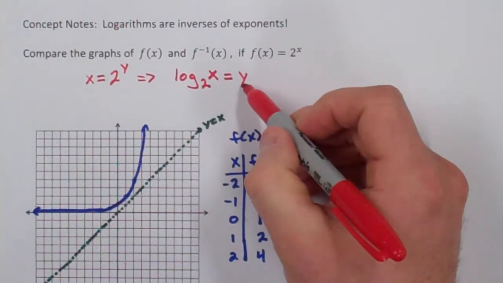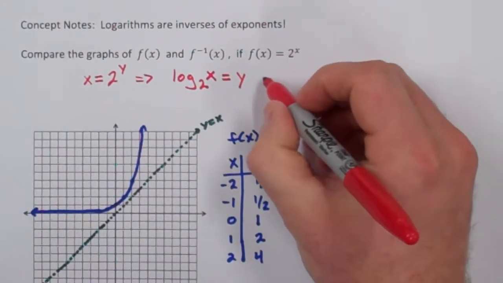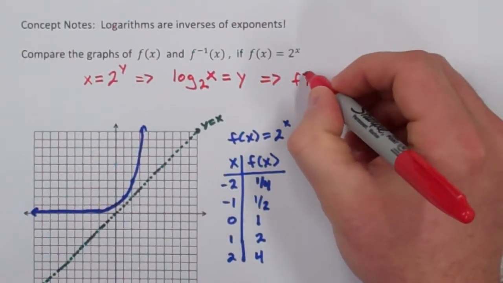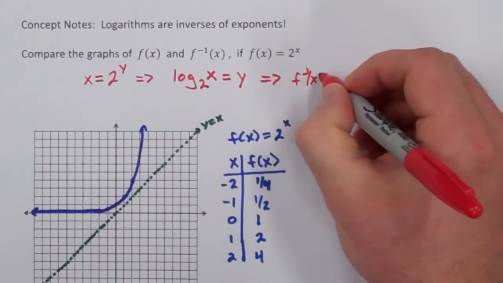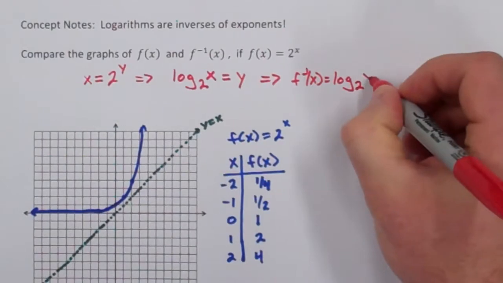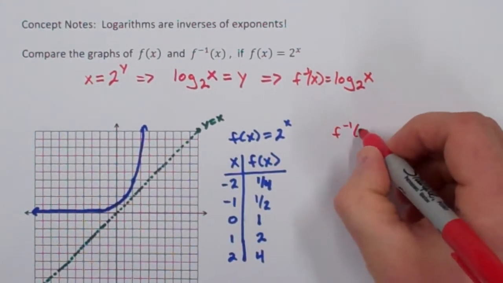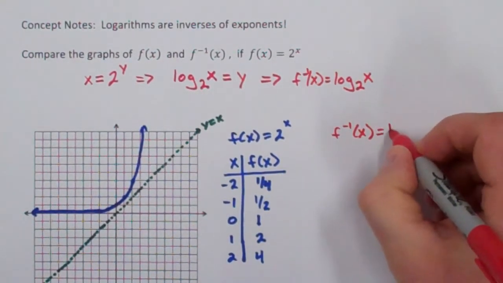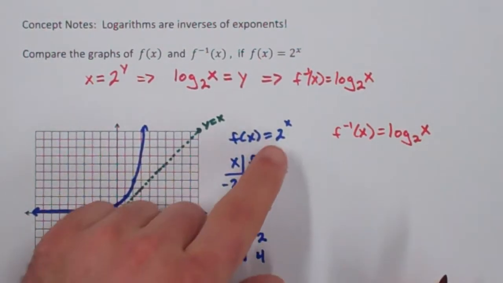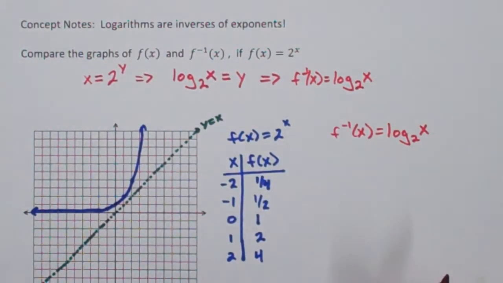Remember, this is not just regular y, this is really the inverse because we switched the two. So if you wanted to write this in function notation, you could write the inverse of f of x is equal to log base 2 of x. So I'll write that down here and we'll investigate what's going on with this function here soon. So we've discovered that the inverse of f of x is equal to 2 to the x is log base 2 of x.